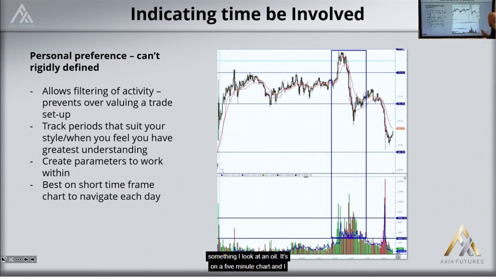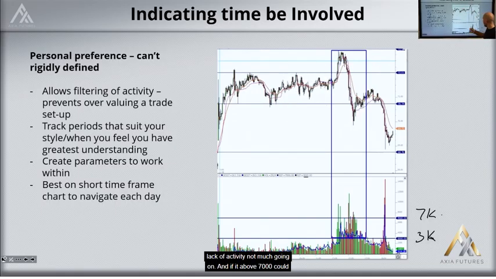This is on a 5-minute chart, and I have a parameter of 3 to 7,000 volume in that range, good to trade. That's the kind of zone that you'd be happy to trade within. Anything that falls out of that, you don't really want to get sucked into it, because you can fall into periods like this, a lack of activity, not much going on.